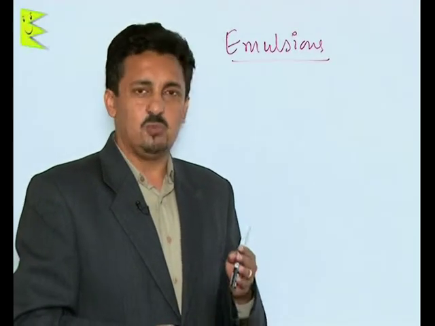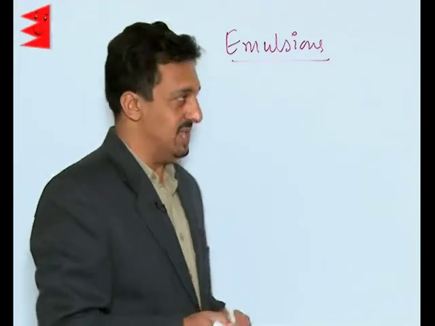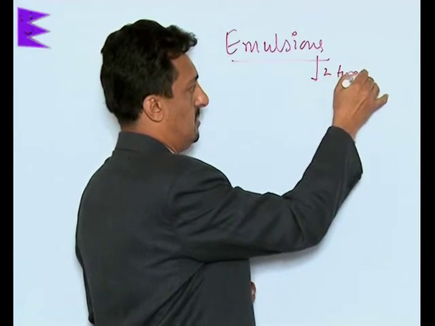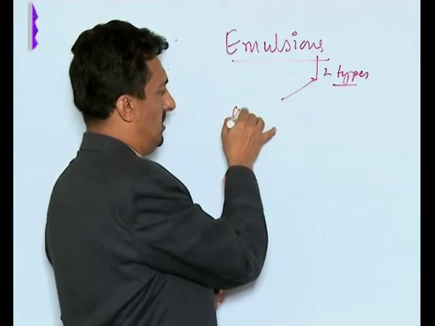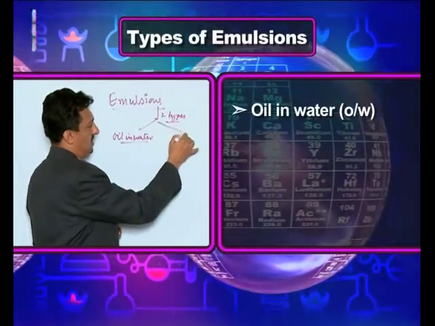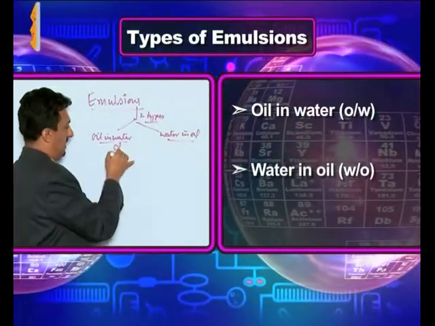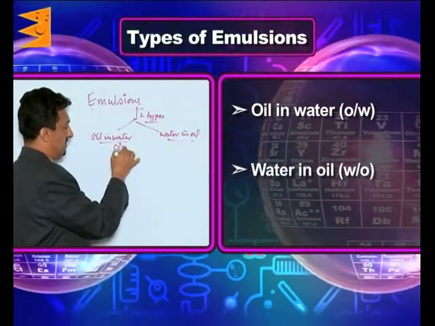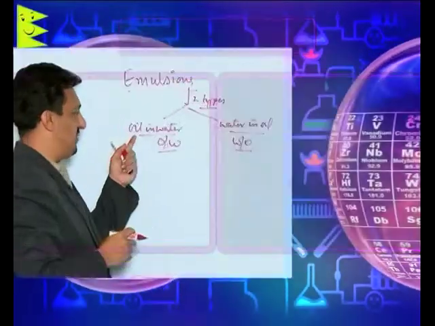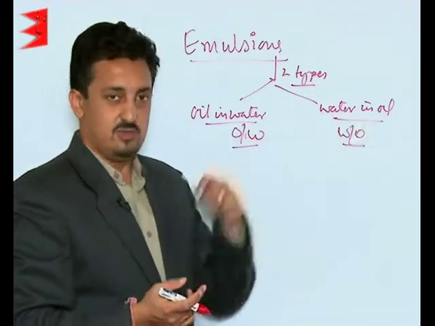Emulsions usually have water as the base, as a solvent. And that is why emulsions mainly are of two types. One is called oil in water, another is called water in oil. They are written as O/W and W/O. O/W means oil is your dispersion phase and water is your medium. In W/O, water is your dispersion phase and oil is your medium.